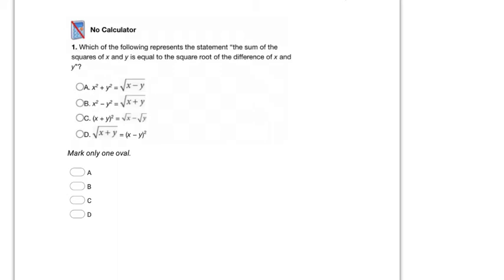Which of the following represents the statement, the sum, so it's going to be an addition of what? The squares of x and y. So the sum of these squares just looks like this. Here's the sum and here's the squares. Then comes the word is, that's an equal sign.